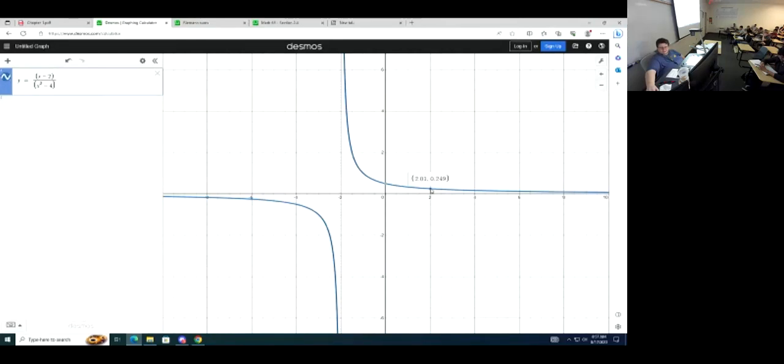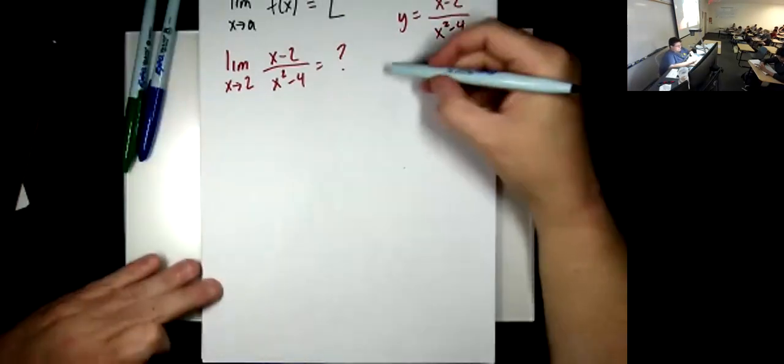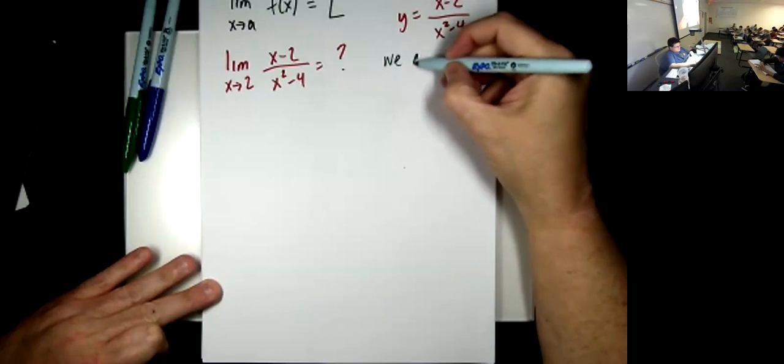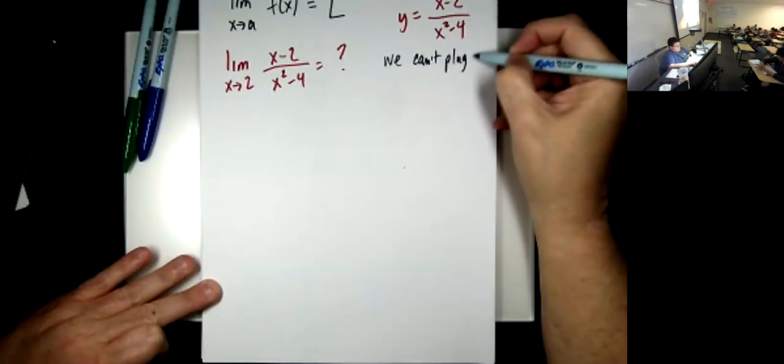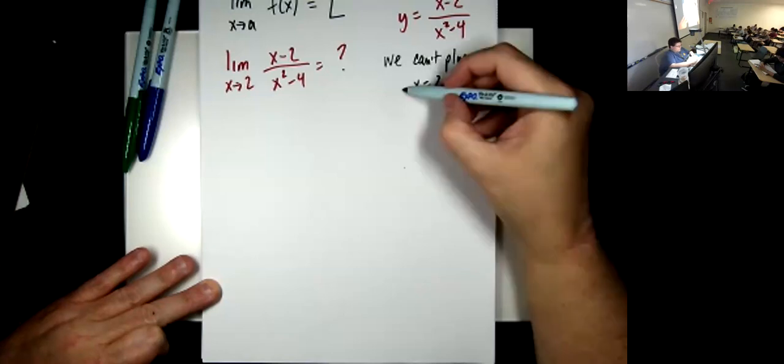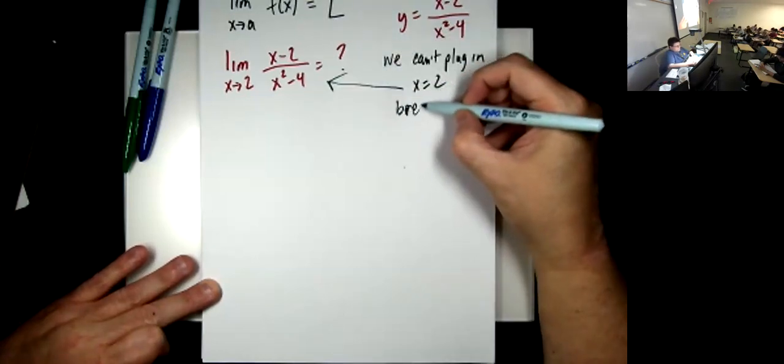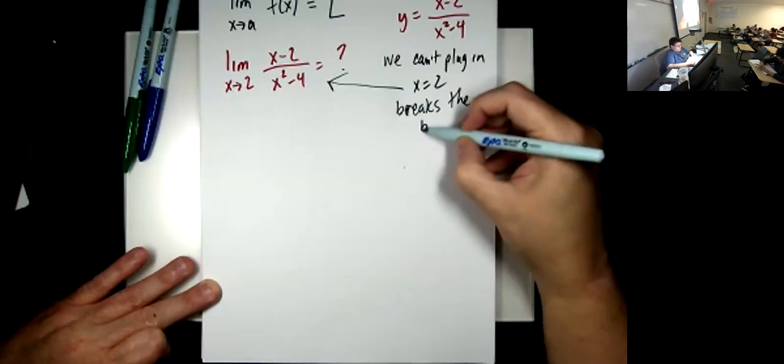And then if I did 1.99, that's hard to move just a hair. 1.98 is 0.251. It looks like between those two is 0.25 exactly. We're going to do that by hand, or conceptually what's happening here. So we can't plug in x equals 2. It breaks the denominator. Breaks the bottom.